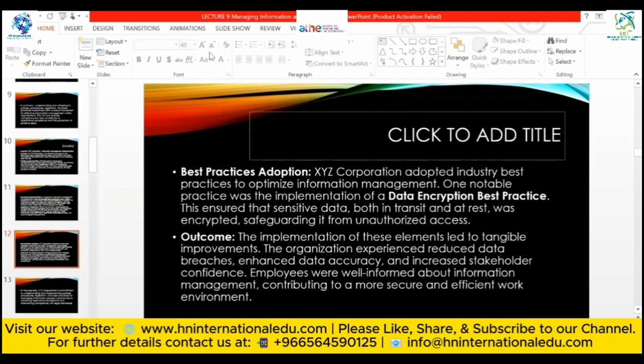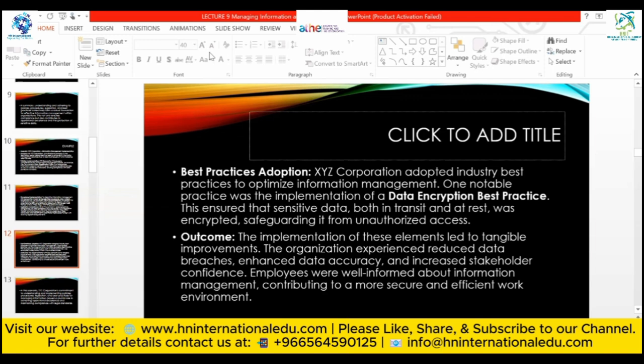Best practices adoption. XYZ Corporation adopted industry best practices to optimize information management. One notable practice was the implementation of a data encryption best practice. This ensured that sensitive data, both in transit and at rest, that is the one which is present at the front line and the one which is at the back, the reports and files which are not related to this year 2024, was encrypted, safeguarding it from unauthorized access.